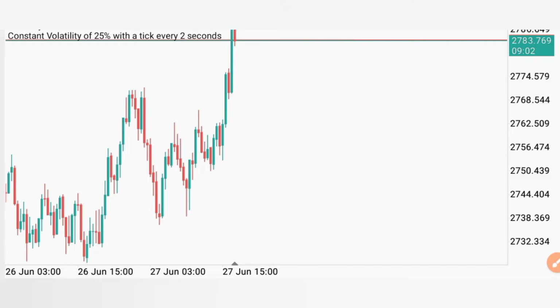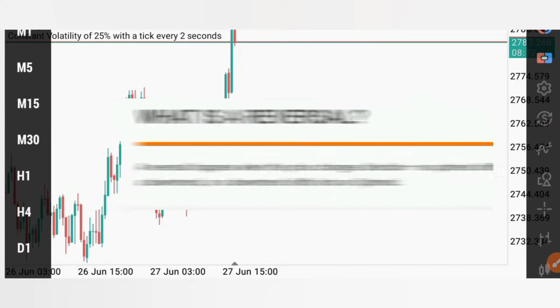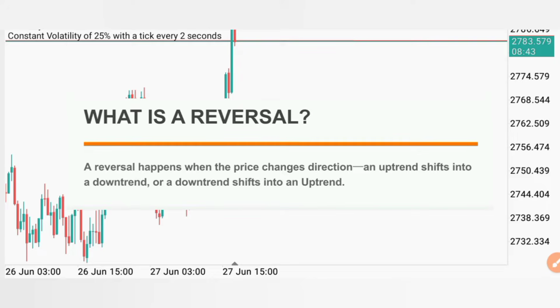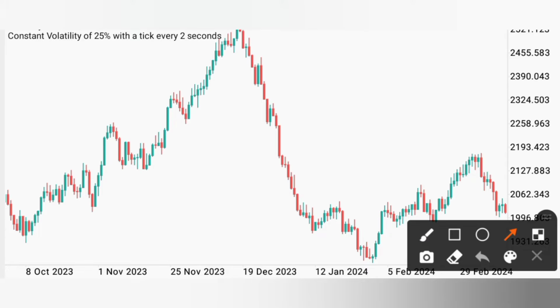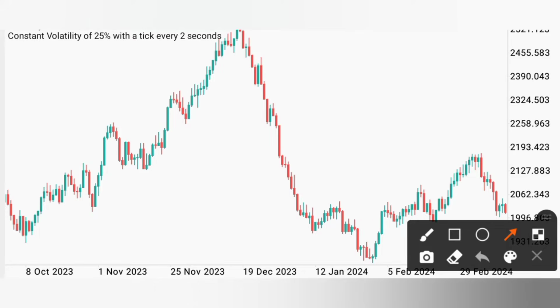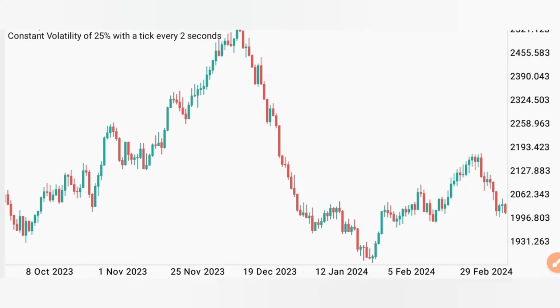First, for you to be able to identify a point at which the market is going to reverse, you have to know what a reversal is. Now we're going to define what a reversal actually is. A reversal happens when price changes direction. That is, an uptrend shifts into a downtrend, reverses over here and changes into a downtrend, or a downtrend changes into an uptrend. So that is exactly what a reversal is.